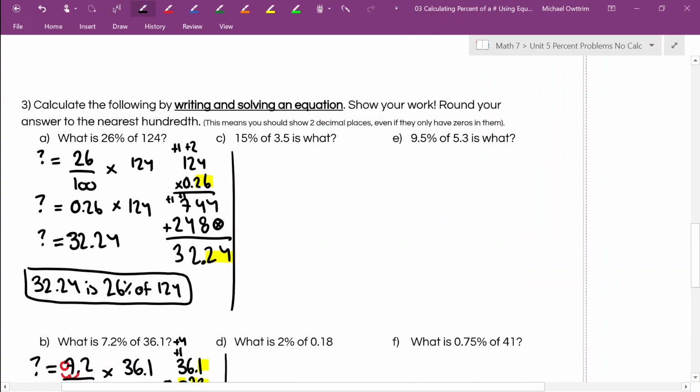15% of 3.5 is what? Doesn't really matter that our question mark is on the other side of this question, and that's kind of the point of this question and question E. Our process is going to remain the same. So we're going to convert that to decimal. We're going to multiply.